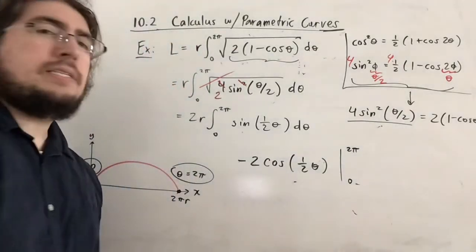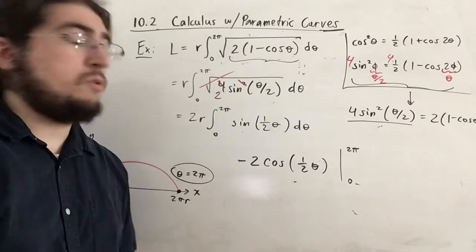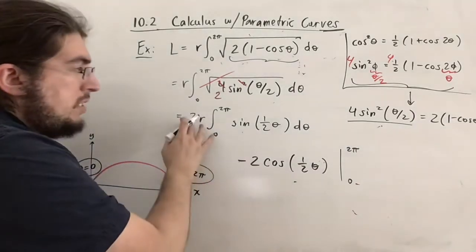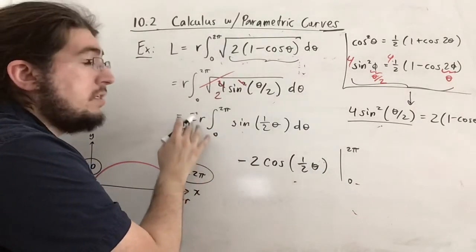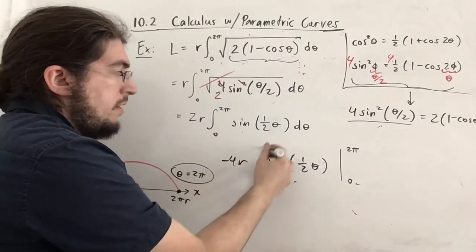Now remember, any constant multiples you can do after or before the evaluation. It doesn't matter because of distribution. So this negative 2 I'm going to pull outside with this 2r to make negative 4r. So it's negative 4r and then this.